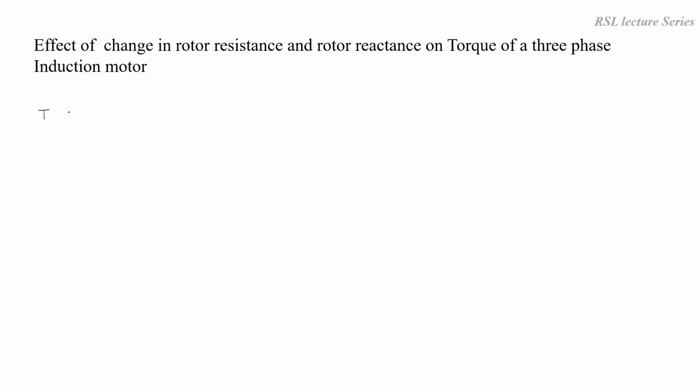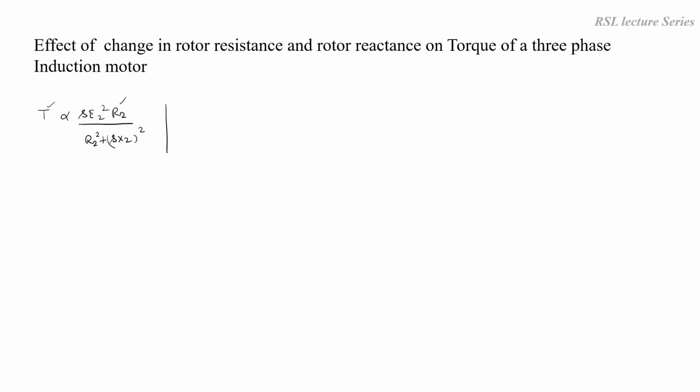So the general torque equation is directly proportional to S into E2 square R2 divided by R2 square plus (S X2) whole square. Okay. Suppose if we change the rotor resistance, the torque also changes.